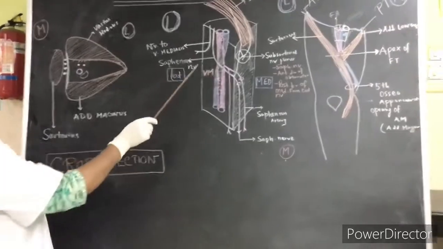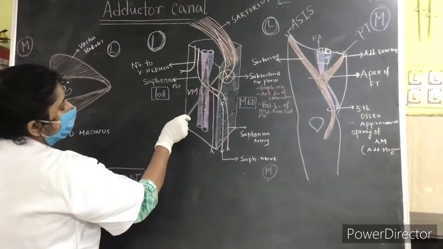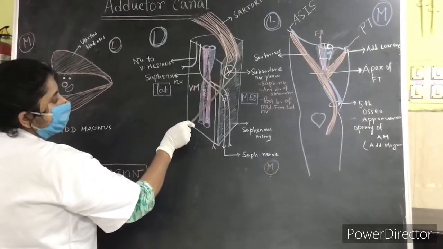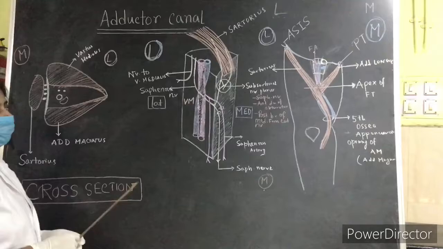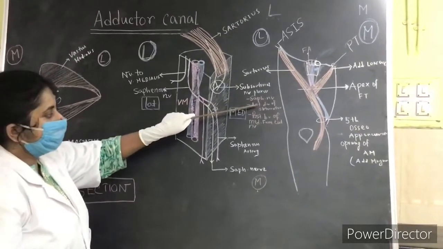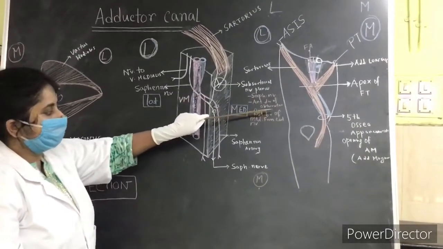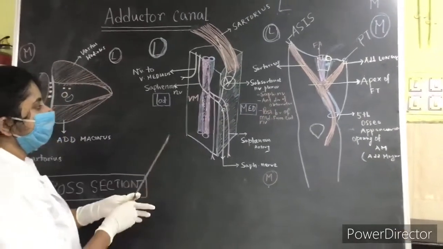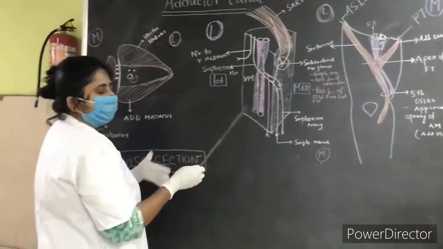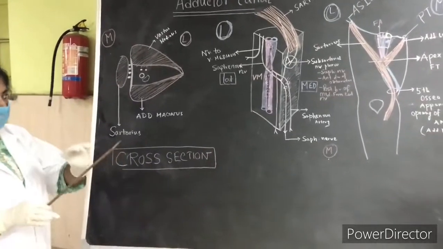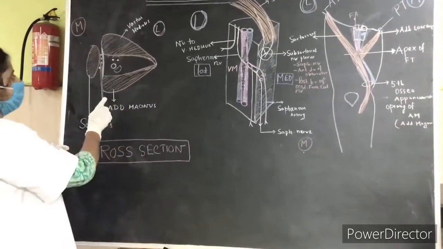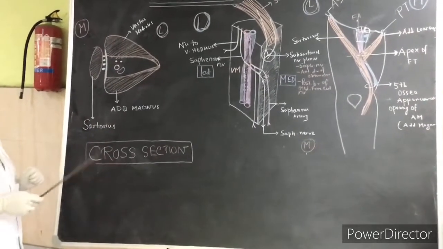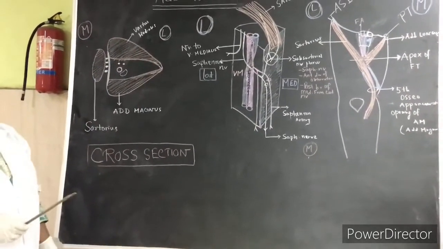So you can see here I have drawn already. This is the area for subsartorial plexus of nerves. It is formed by saphenous nerve, anterior division of the obturator nerve, and posterior branch of the medial femoral cutaneous nerve. So these nerves form this nerve plexus here just below the sartorius muscle and just superficial to the tough fibrous sheet.